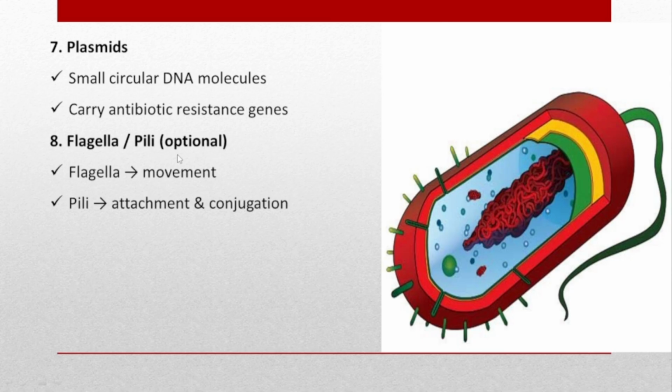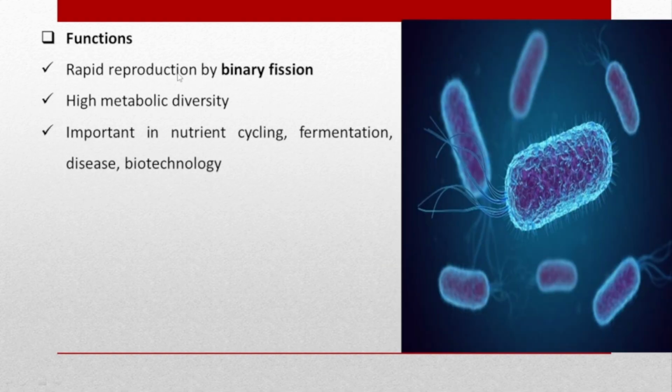The other one is the flagella. Flagella are hair-like structures that help in movement. So flagella help the bacteria or prokaryotic cell to move. The other one is the pili. The pili help the cell attach to host cells in conjugation. So this is the structure attaching to the host by the pili. This is the pili.